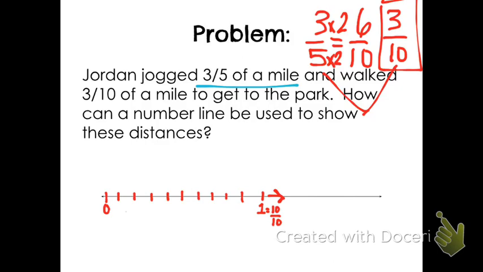So I need to find it on my number line. I've got 1, 2, 3, 4, 5, 6. So there's 6/10. So I've got my 6/10. He jogged for 6/10, and then he walked for 3/10.